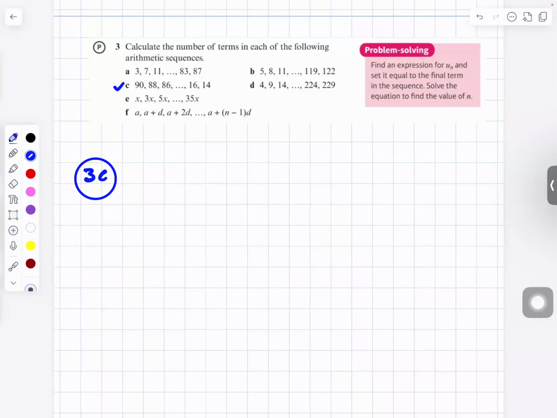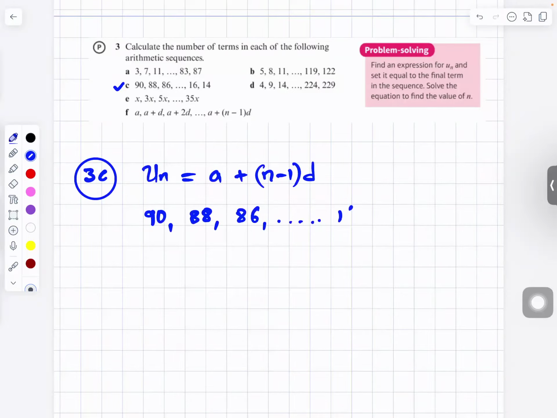We know that the nth term un is a plus n minus 1 d. So they want to find the number of terms. It starts at 90, goes down to 88, goes down to 86, and so on, to 16, and then 14. So 90 is the first one. So that's the a. a is 90, the first one. This 14 is the last.